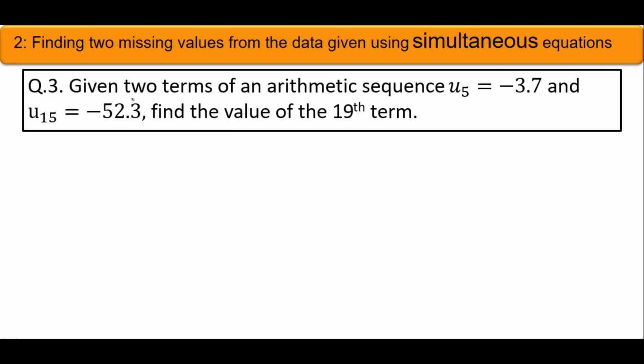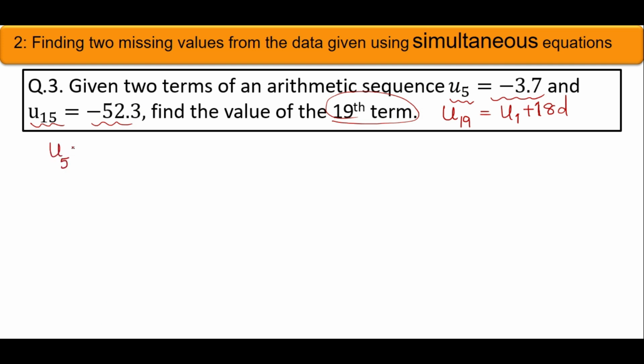Question 3. Given two terms of an arithmetic sequence, U5 is -3.7 and U15 is -52.3. Find the value of the 19th term. So the question is to find U19, which is equal to U1 plus 18D. Now to find U19, you need U1, the first term, and the common difference D, which is not given in the question. So let's make two equations from the data which is given in the question.